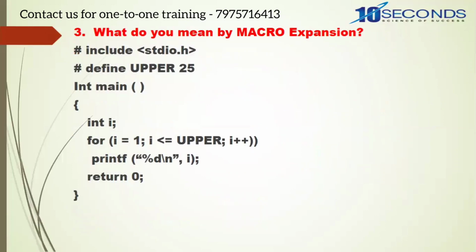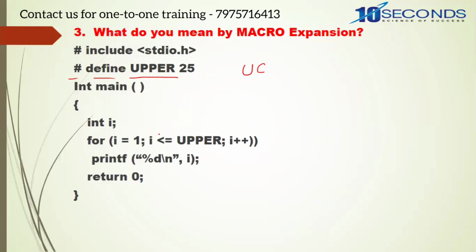What do I mean by macro expansion? It is also called symbolic constant. Anything with hash define. Okay, so upper. Normally symbolic constants, we give in uppercase. So that is very important, uppercase. So wherever upper is there, it will be replaced with 25. So in this program, wherever upper is there, it will be replaced with 25.